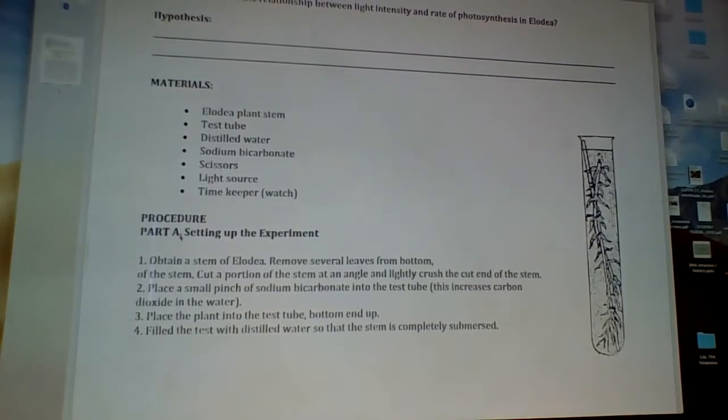So the first part of the procedure is to set up the experiment. You're going to take your plant, remove several leaves from the bottom, cut a portion of the stem at an angle, and lightly crush the cut end of the stem into the test tube. Then place a small pinch of sodium bicarbonate, that's on everyone's tables, into the test tube. This is going to increase the carbon dioxide in the water. Then you're going to place the plant into the test tube, bottom end up. Fill the test tube with distilled water so that the stem is completely submersed.